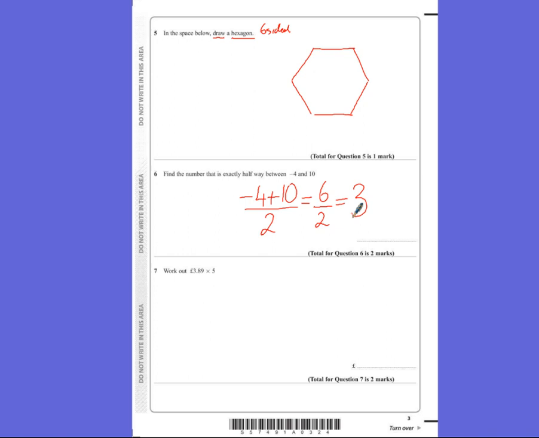Work out £3.89 times 5. So I'm going to set this up using the column method. 3.89 times 5. 5 times 9 is 45, so put your 5 down and carry your 4. 5 times 8 is 40, add your 4, so 4 down and carry your 4. And 5 times 3 is 15, add your 4 is 19. At the minute, that's still incorrect because I need to make sure I put the decimal place back in where it should be, which is just there, so £19.45.